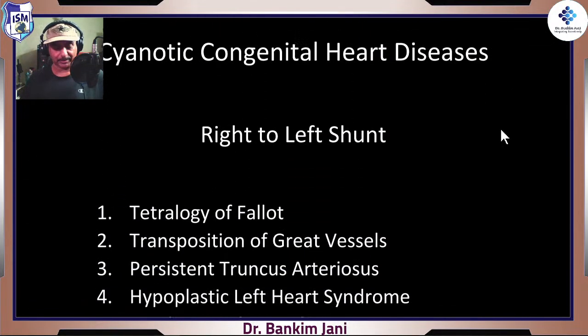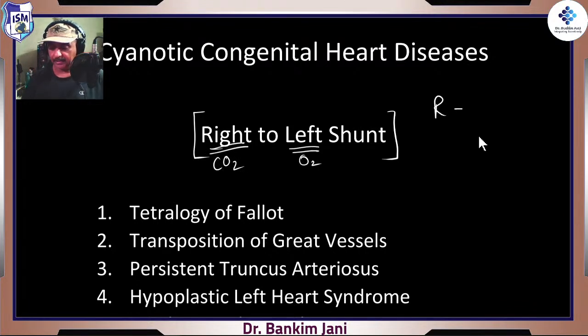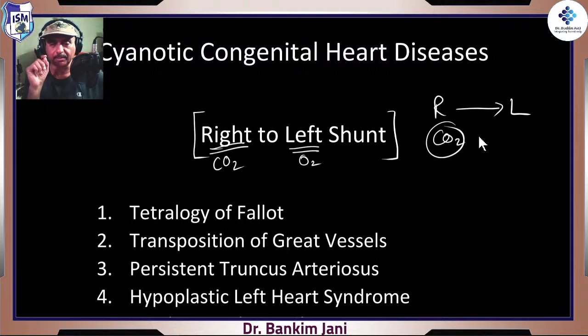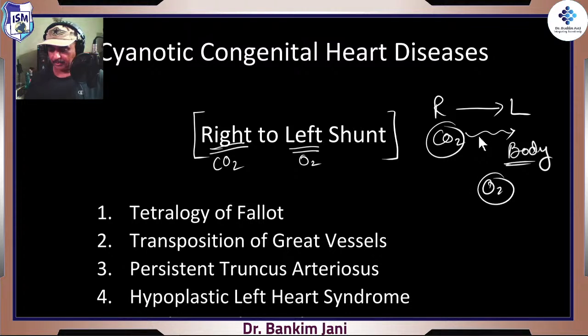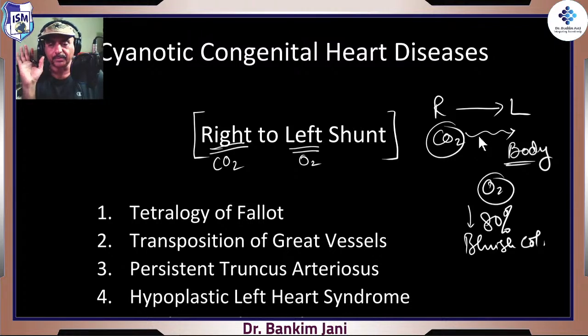Okay, so let's start with today's session, the cyanotic congenital heart disease. In other words, this is right to left shunt. So the right side, which is having CO2, and the left side, which is having O2. It means that the blood, which was supposed to go to the pulmonary circulation, will now be entering the systemic circulation, that is, into the body. And as soon as the oxygen level drops below 80%, it leads to bluish discoloration. That is what we call cyanosis.